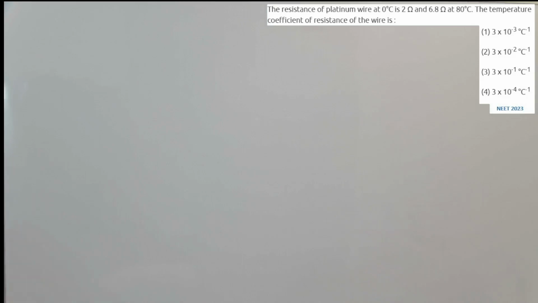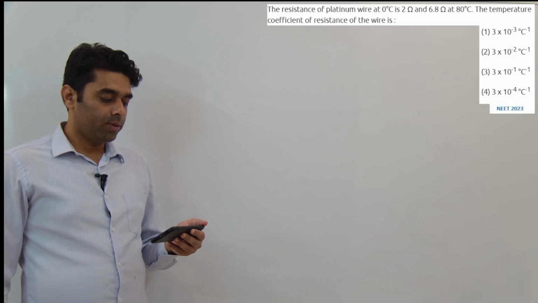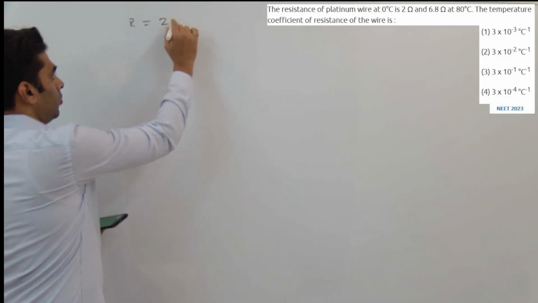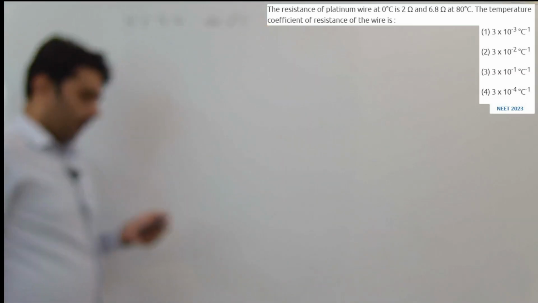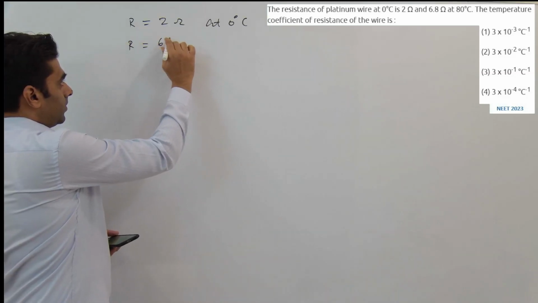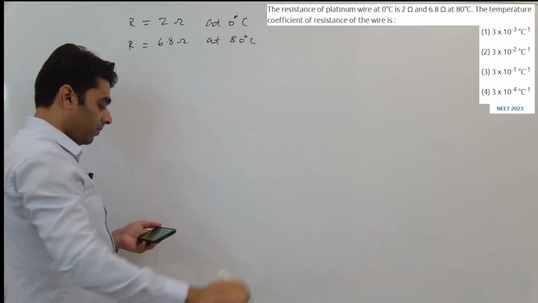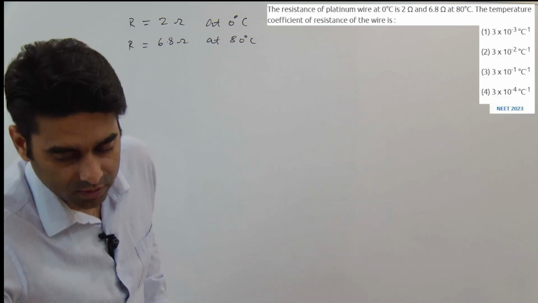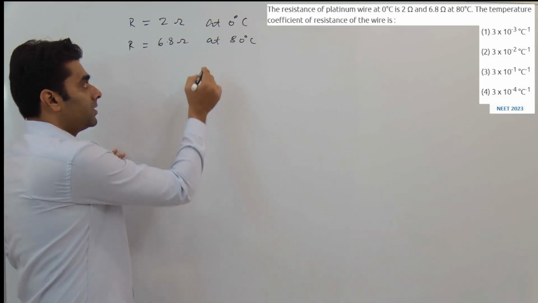So the first question that we have says, the resistance of platinum wire at 0 degrees Celsius is 2 ohm. Okay, resistance is 2 ohm at 0 degrees Celsius and 6.8 ohm at 80 degrees Celsius. The temperature coefficient of the resistance of the wire is? What is our temperature coefficient? Alpha. What is our relation for variation of resistance with temperature?